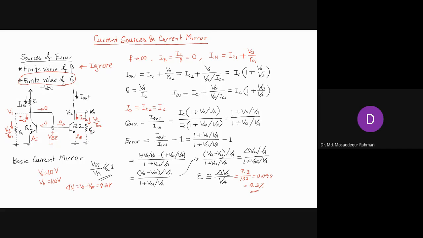And what are the ways we can increase the output resistance? Sir, adding a common collector. Common collector, how common collector? Common collector has low output resistance. You know, we're talking about the output resistance.